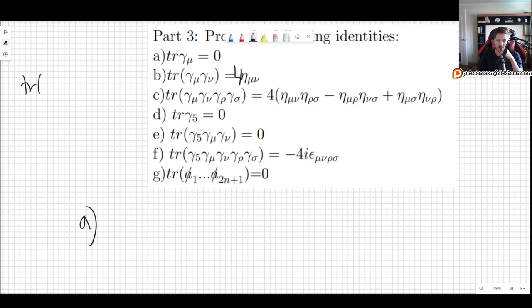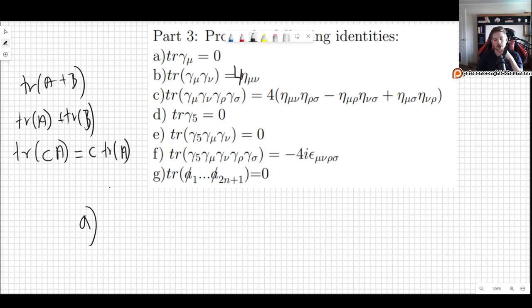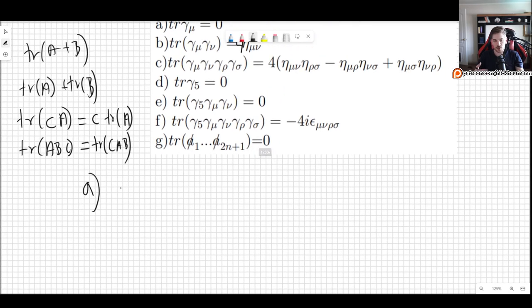So the trace of A plus B is the same as the trace of A plus the trace of B. And you also should know that the trace of some constant C times A is equal to C times the trace of A. And finally, another important one is that the trace is cyclic, so the trace of ABC is the same as the trace of CAB, okay? So you can basically move them around the border and it's still the same. And that, of course, makes sense because you are adding up the diagonal elements, so it doesn't matter which one is in which position, so that's all right.